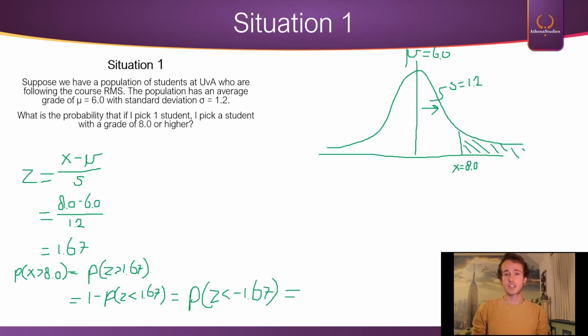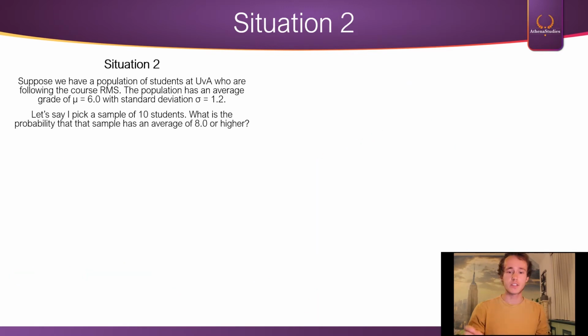And if you look at your z table, then you will find a value of 0.0475, or in more convenient words, I have a 4.75% chance to, by accident, pick a student who has a grade of 8.0 or higher. Okay, so that was the first situation. Let's look at the second situation in which we pick a sample of 10 students.